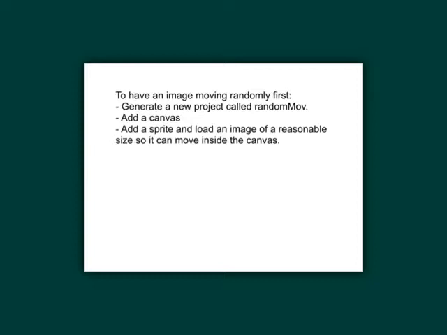We're going to call it random movement. We're going to add a canvas, and we're going to add a sprite and load an image of a reasonable size so it can be moved inside the canvas. Remember, canvas must be bigger than the image. If you don't do that, then you won't notice the movement of the image sprite inside the canvas.